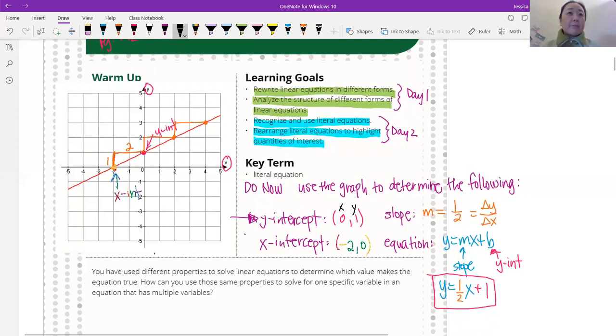And then the x-intercept right here is going to be where that red line crosses the x-axis, right? And so that's going to be right here at -2. And so we're going to write that as a point. So it's going to be (-2, 0). And to indicate points, you always have to put them in parentheses, or else they're just numbers.